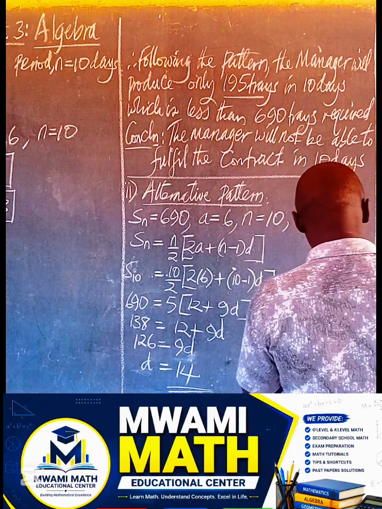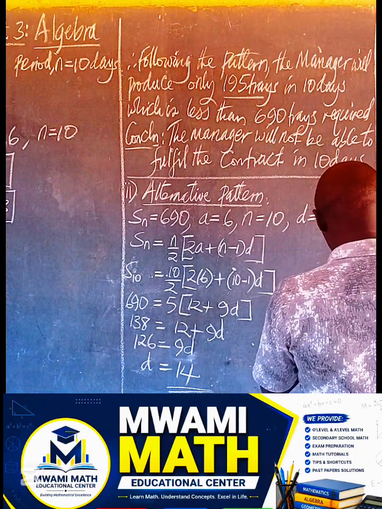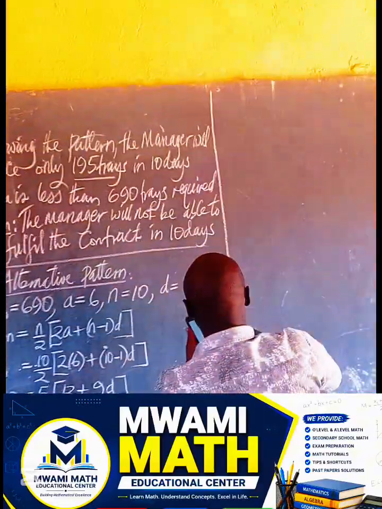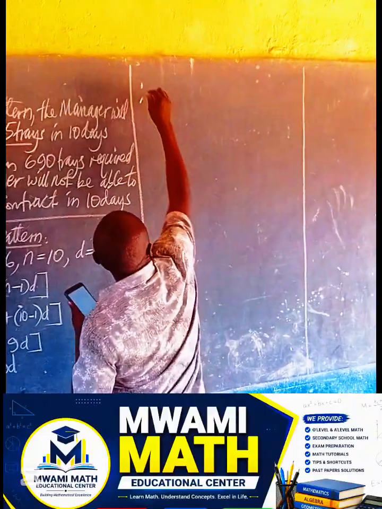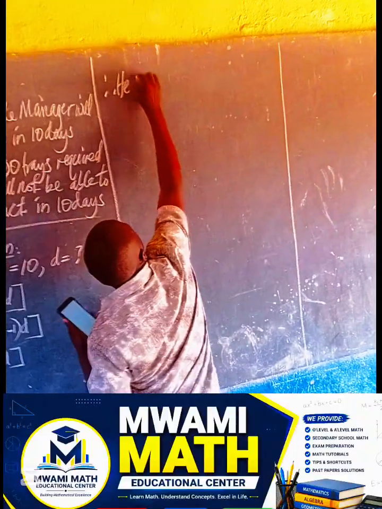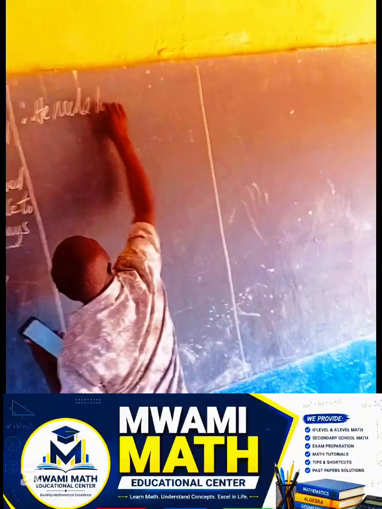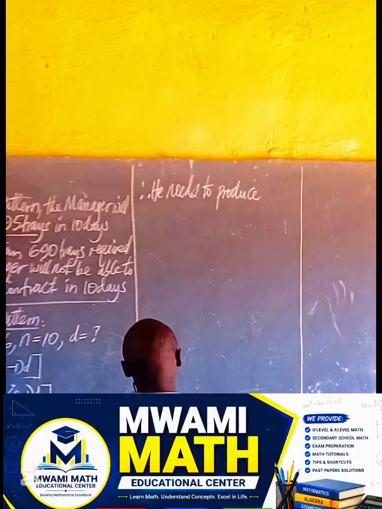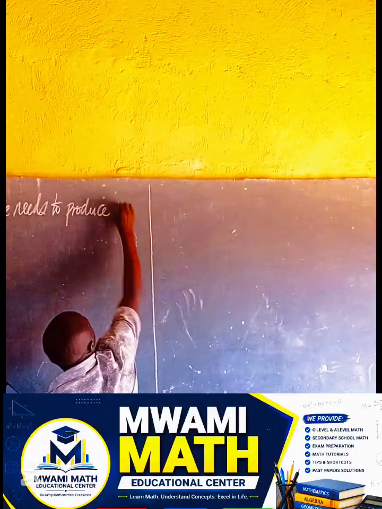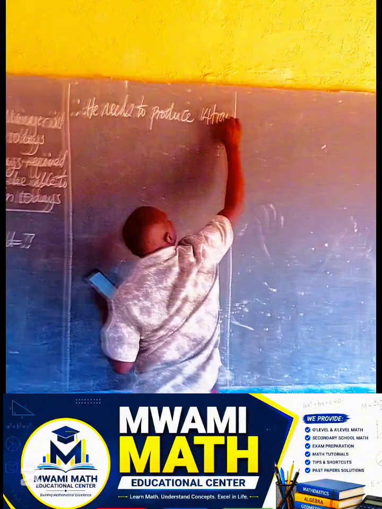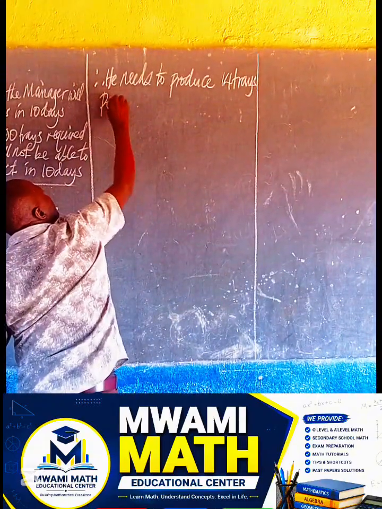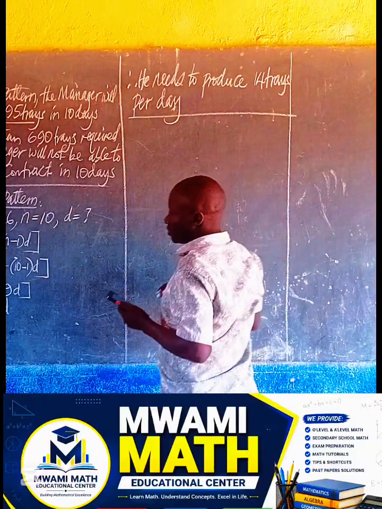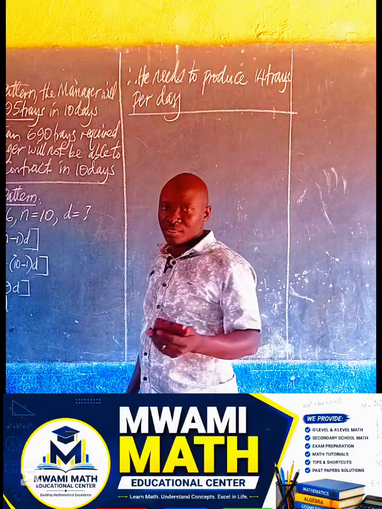Therefore, according to this, the manager needs to produce 14 trays per day. Manager needs to produce 14 trays per day.